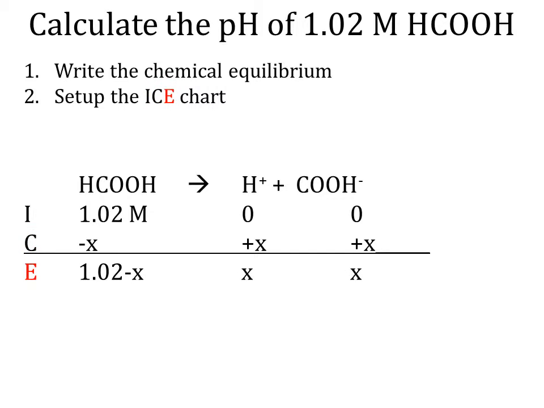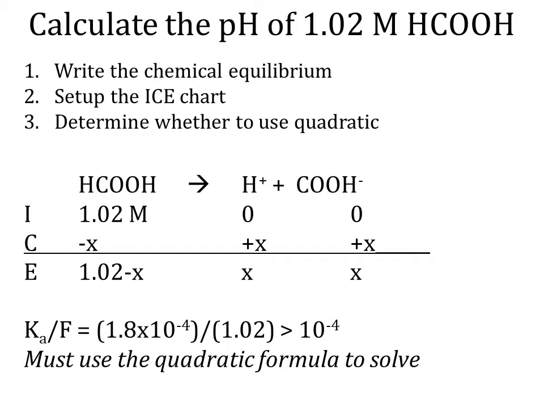Then at equilibrium, the formic acid concentration will be 1.02 minus x, the H+ concentration will be x, and the formate concentration will also be x due to the 1-to-1 stoichiometric ratios. The third step is then to determine whether to use the quadratic equation in solving the pH.